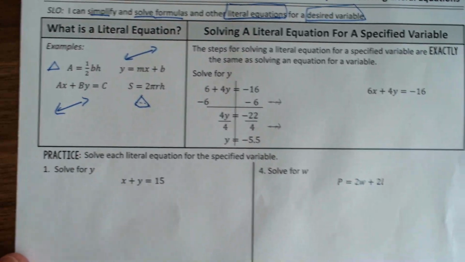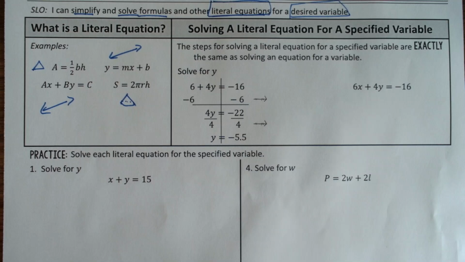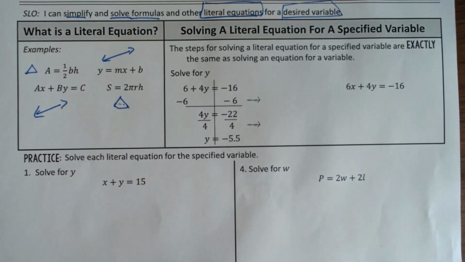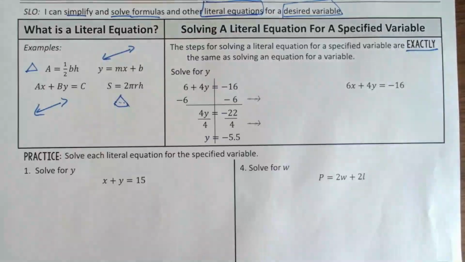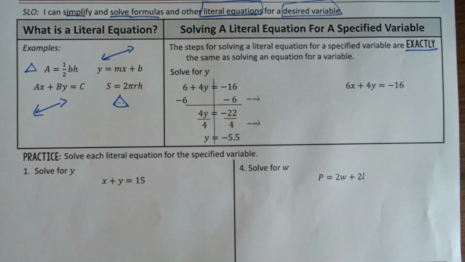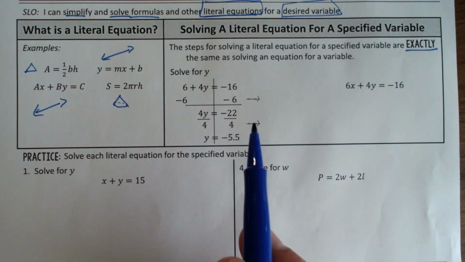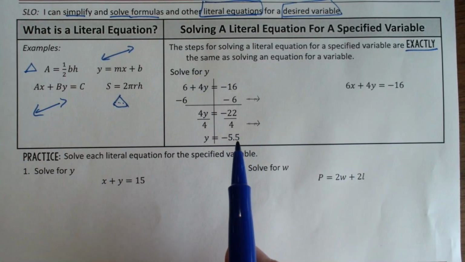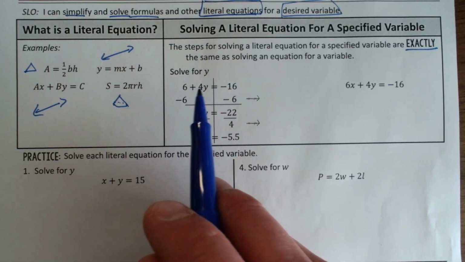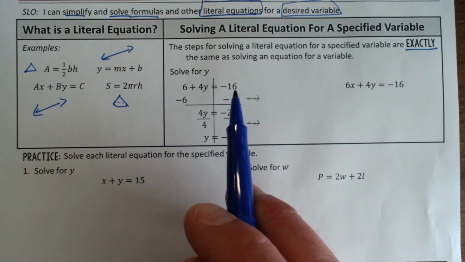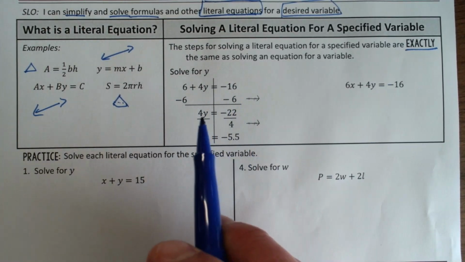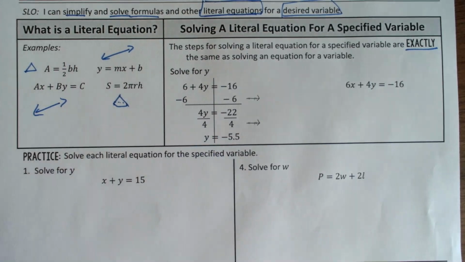Might be. Okay, so solving literal equations is exactly the same as solving an equation for a variable. The only difference is we are not going to end up with any sort of answer like negative 5.5. So here they have 6 plus 4y equals negative 16, right? And then you subtract by 6, and then you would divide by 4.